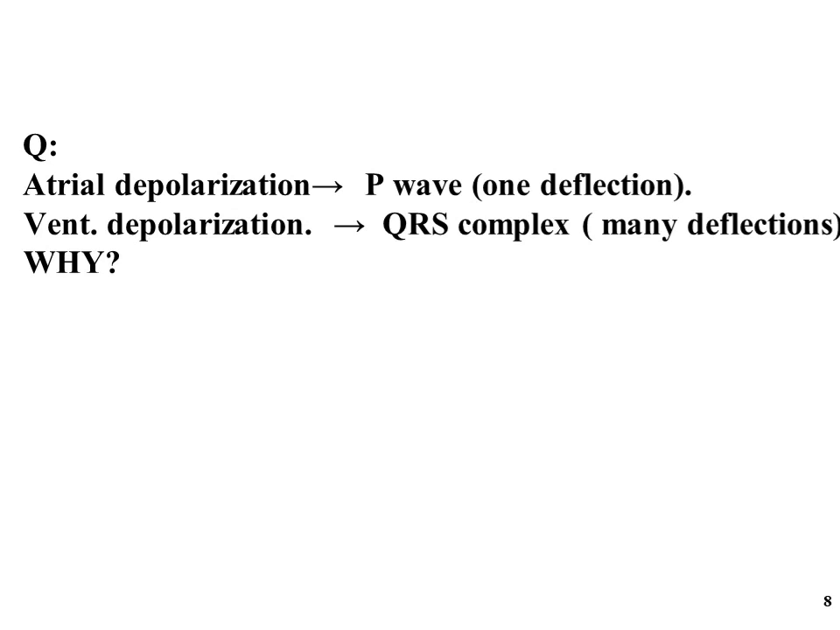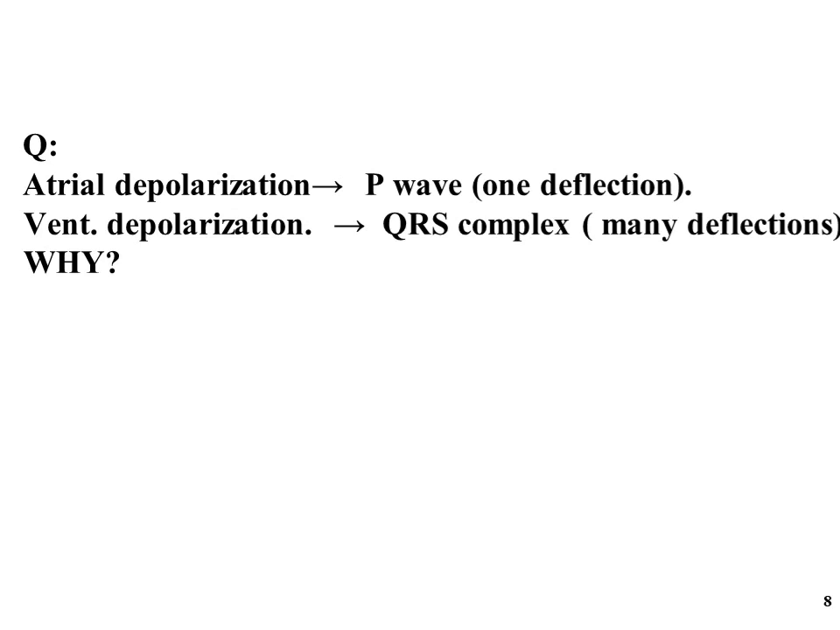Question. Atrial depolarization gives the P wave, one deflection, only one wave, while ventricular depolarization gives the QRS complex with many deflections.